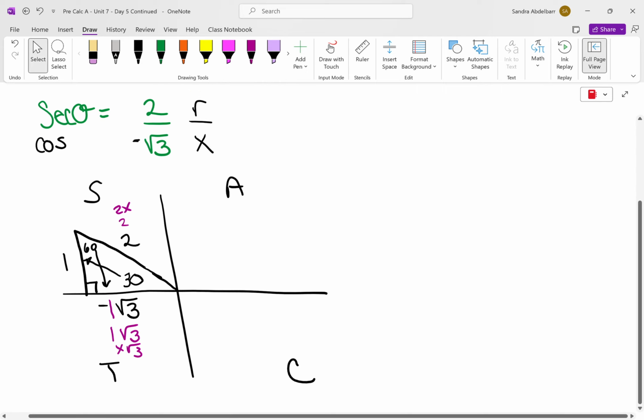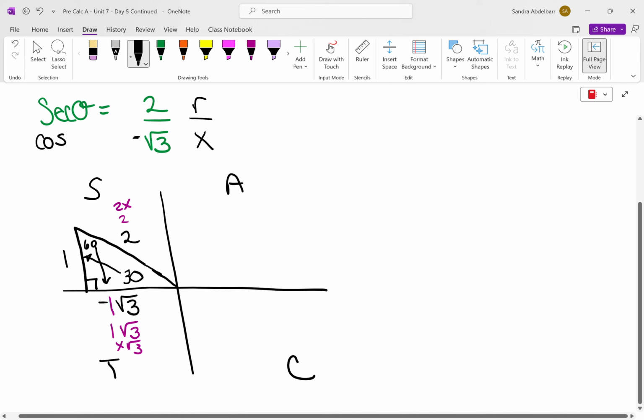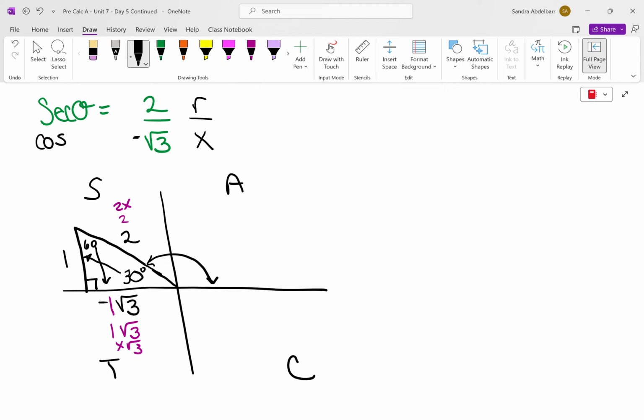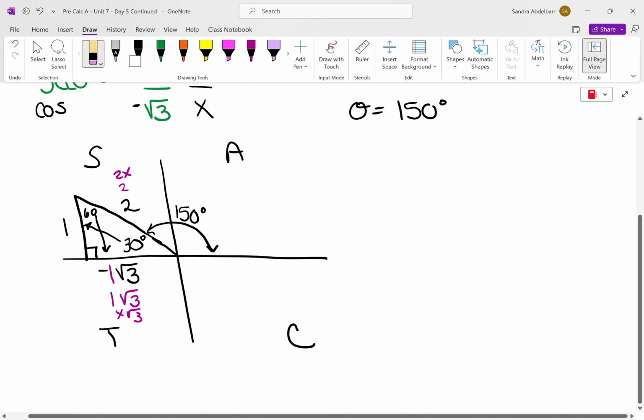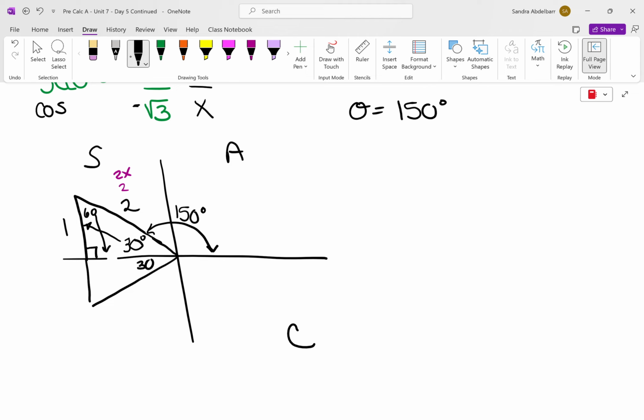Okay, so we have to find this angle. If this is 30 degrees, what does this whole angle have to be? 150. So we have theta is equal to 150, or if I make that 30-degree angle over here, this is 180, right? So this is 180 plus 30, which is going to be 210.